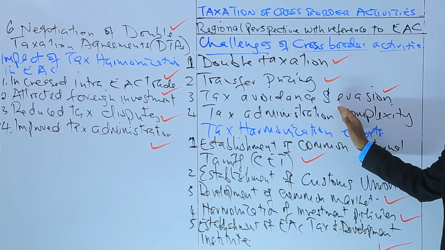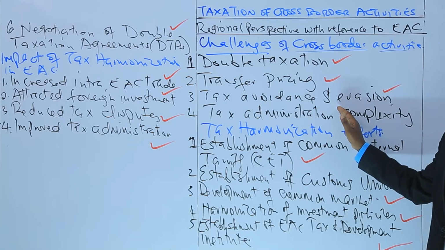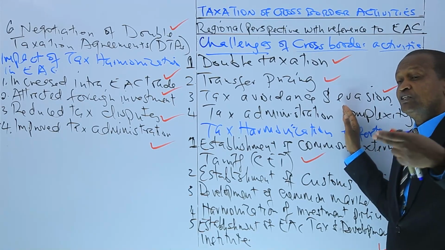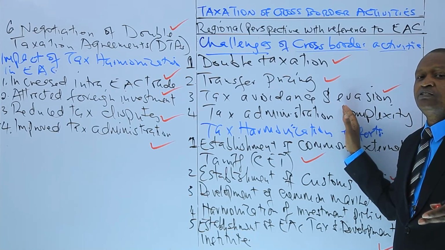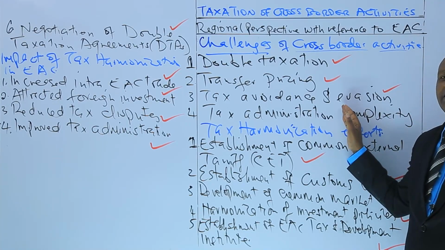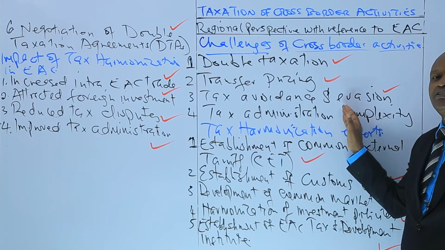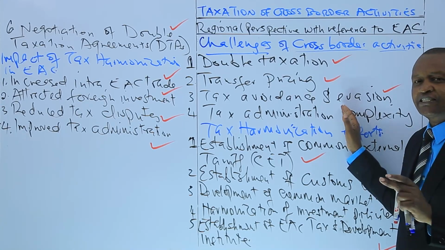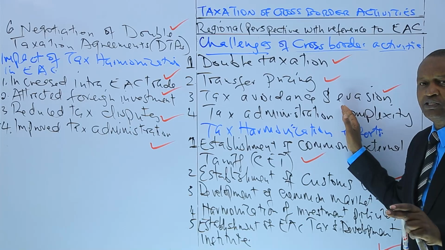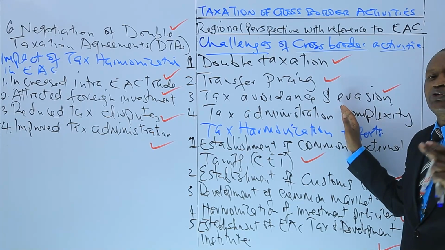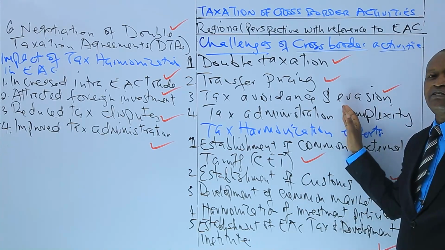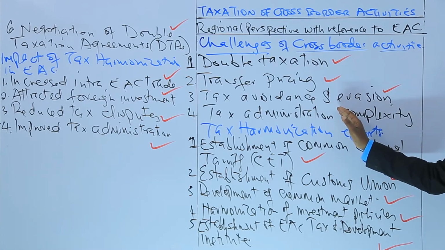And the challenges, we can highlight some of them. The difference in tax rates and structures. We have different tax rates and structures within the member states. The East Africa member states still have varying tax rates and structures, which creates distortions and opportunities for tax arbitrage.